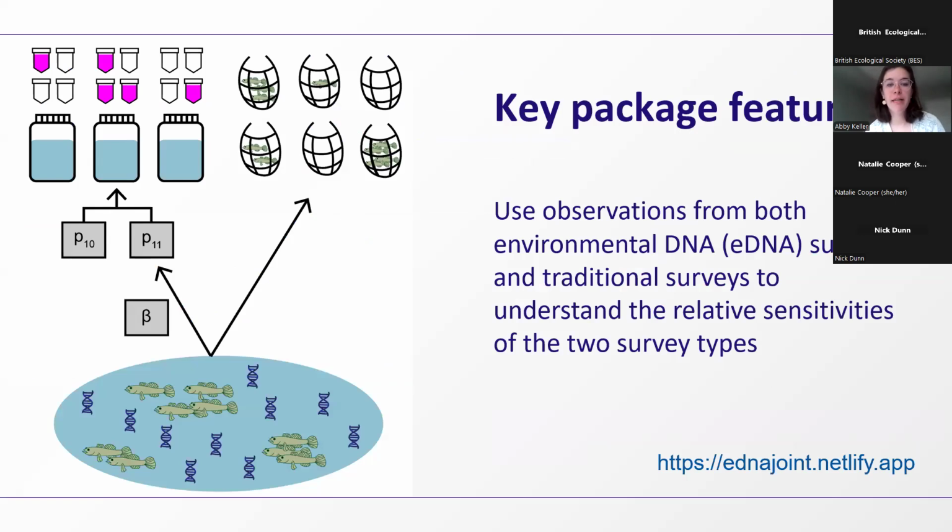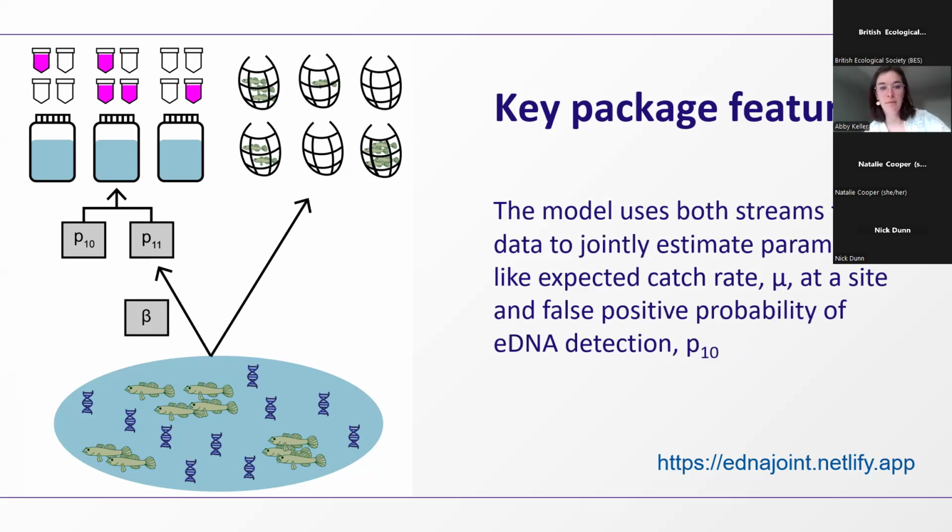So the idea is that both eDNA and traditional data are generated from the same ecosystem state. This model provides a formal way to jointly model them. The primary purpose of this joint model is to use observations from both eDNA and traditional surveys to understand the relative sensitivities of the two survey types. These two data streams are used to jointly estimate parameters like the expected catch rate at a site, which is like your expected catch per unit effort or observation rate, and also the probability of a false positive eDNA detection, which I'm designating as P10.